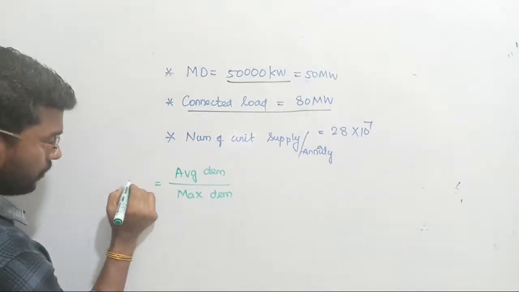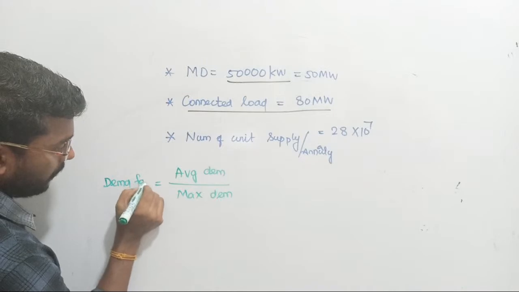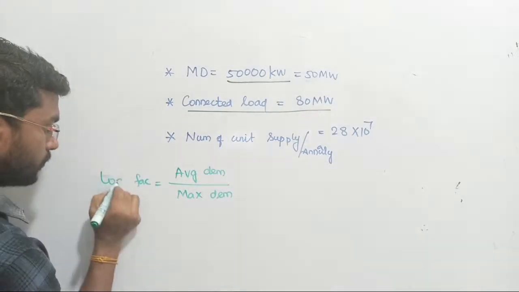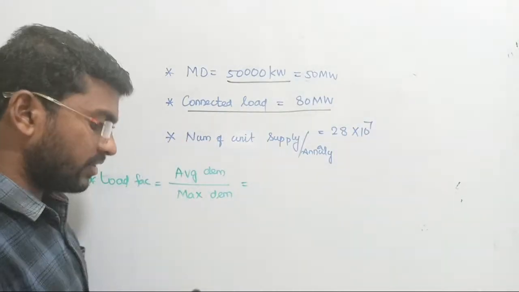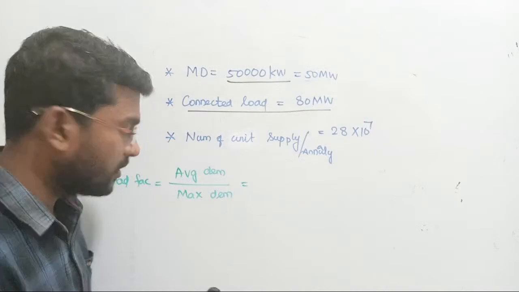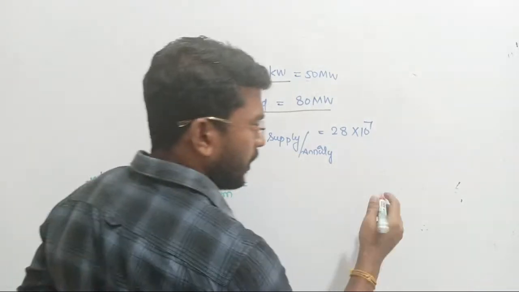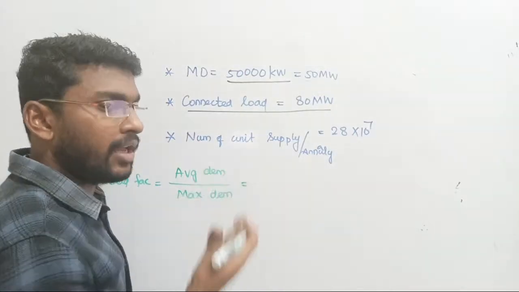Sorry, we are looking for load factor, not demand factor. Average demand divided by maximum demand. Average means area divided by total duration. The formula for average is area divided by duration, and the area is the total number of units generated.